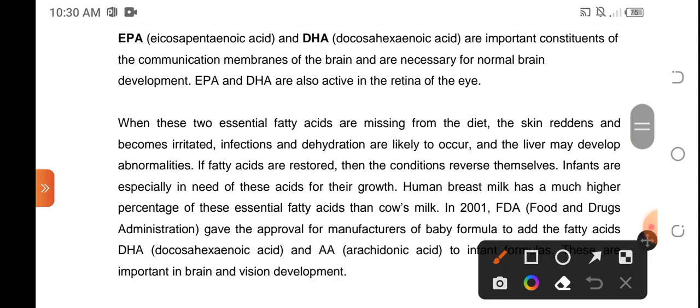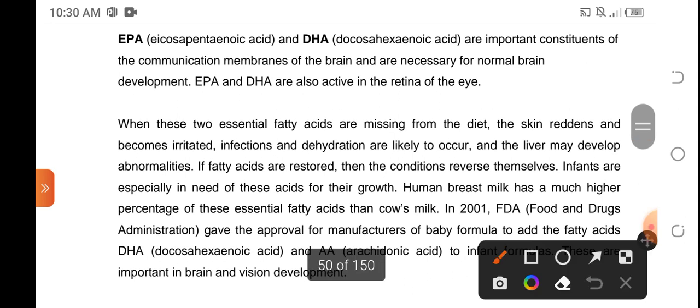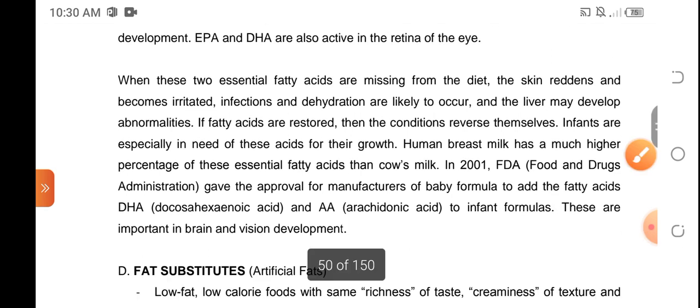So you could actually look at the labels, or in the commercials, meron na yung mga baby formula or milk formula na with DHA and ARA, or AA, arachidonic acid. Okay? Because these are very important for the brain and vision development.